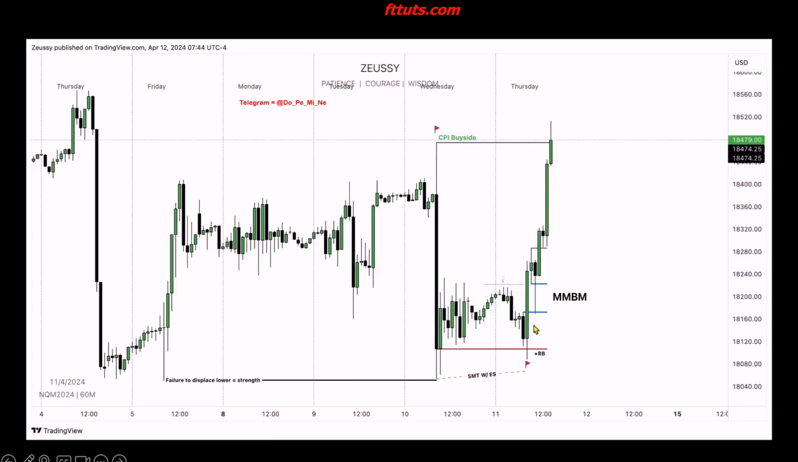Market retraces into that BC, and this is where a lower time frame market maker buy model occurs. Now notice the difference in size between the displacement legs relative to this candle right here and this candle. You can already see, this is me purely doing it based off my own eyes, but if I would take an estimate, I estimate that this candle is one third to a half of this big down close candle.